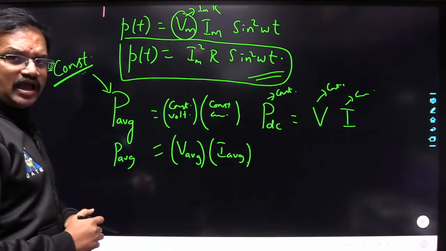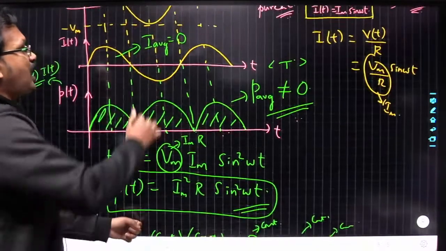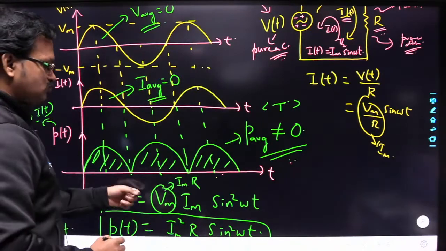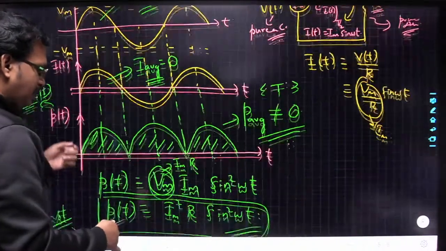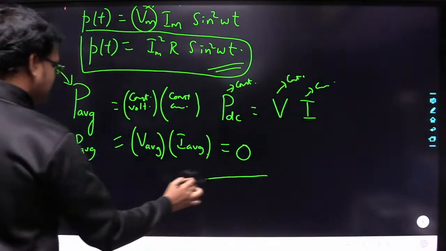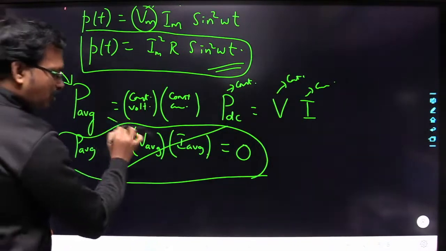Can we calculate the P average in this manner? See, if you do this, what are you going to get? We have already seen that V average is equal to 0, and I average is equal to 0. So if you multiply V average into I average, you are going to get 0. That means it is giving a result which is wrong. Yes or no?